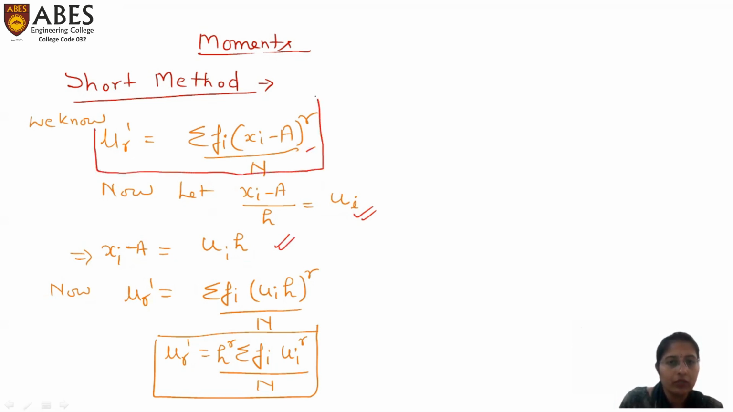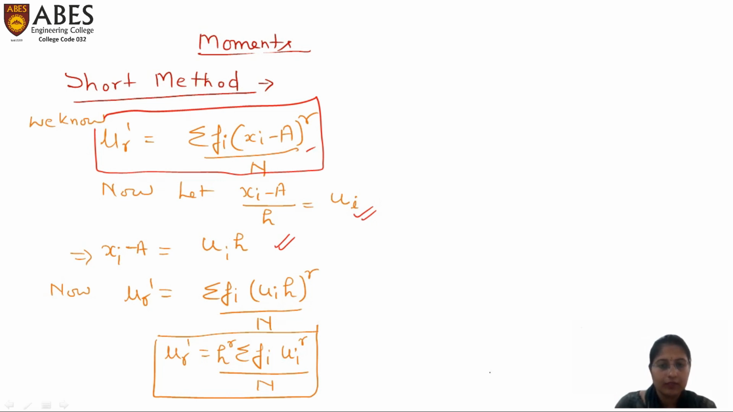In this main formula, now our mu r dash becomes summation fi (ui h) whole power r upon capital N, where if we apply power r on ui and h, then h to the power r summation fi ui power r upon capital N. It is the new formula.